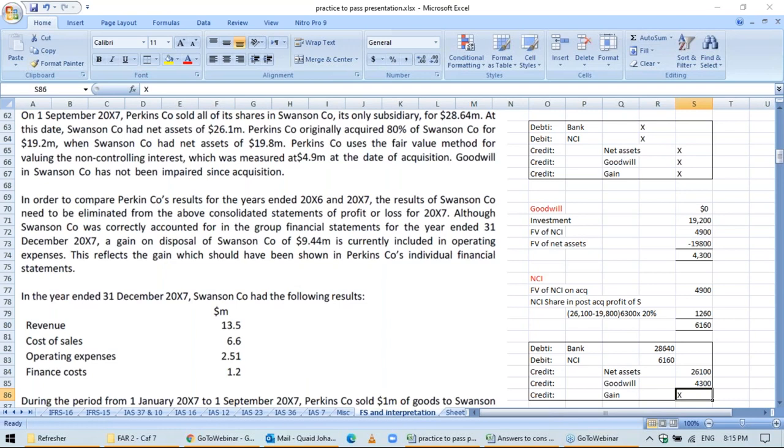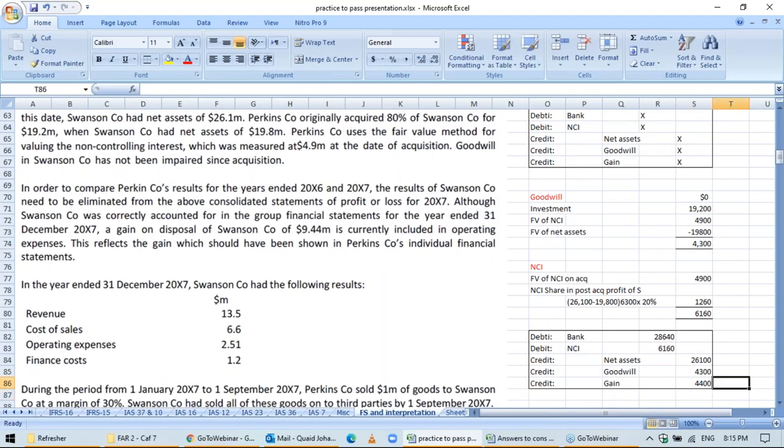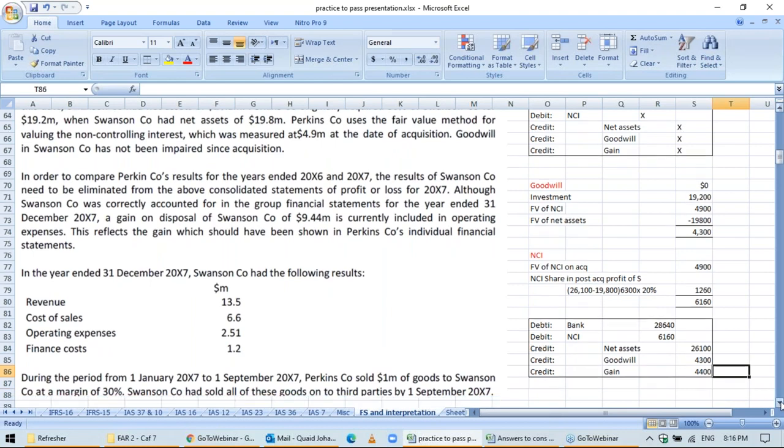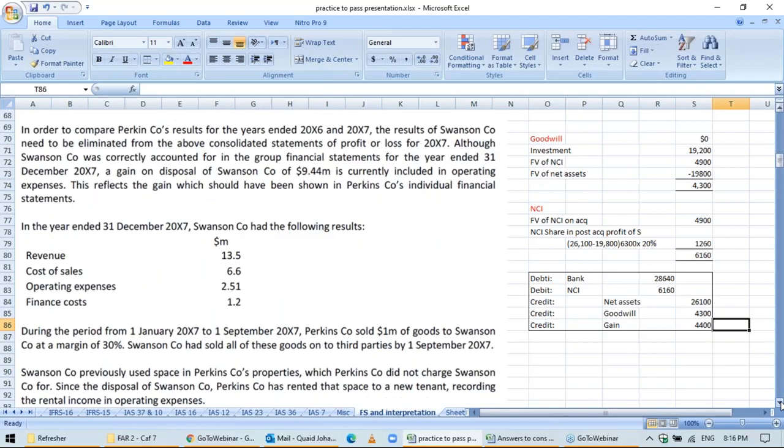So the balancing amount is 28,640 plus 6,160 minus 26,100 minus 4,300. This gives you a gain of 4,400. So that's how we calculate the gain. That's the simple formula to calculate the gain on disposal of a subsidiary. Now, one more thing. This is the gain in the consolidated financial statements.